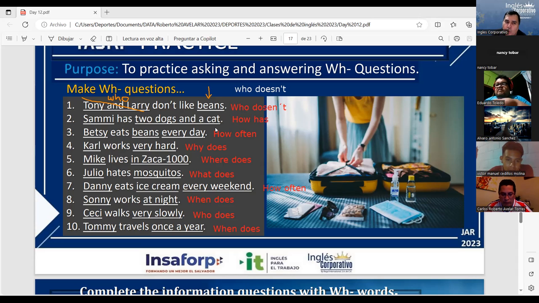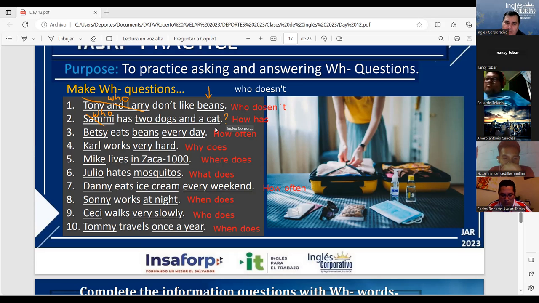Over here, who has two dogs and a cat? Who? Because you substitute this for who. And what do you say? Who has two dogs and a cat?